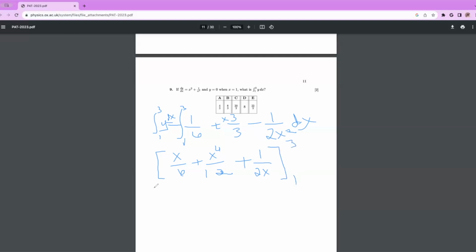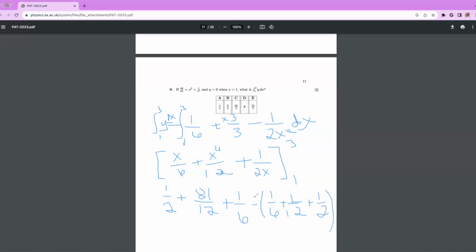So at 3, we have that it's 1/2 plus 81 over 12 plus 1/6, minus 1/6 plus 1/12 plus 1/2.